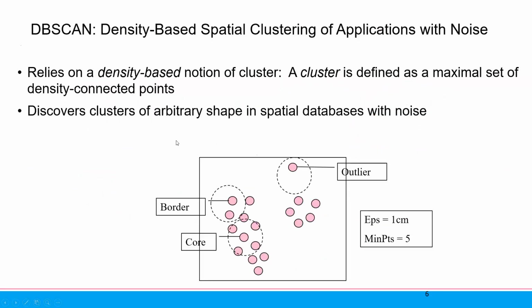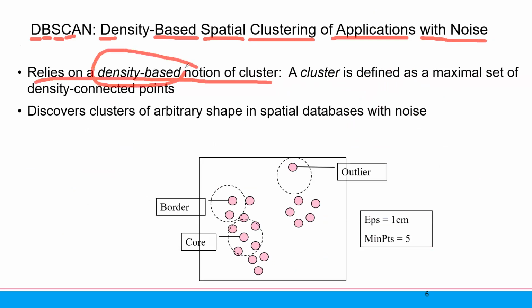So we can check with the algorithm. There is one algorithm, the name is DBSCAN. DB means density based. D is density, B is based, S is spatial. Spatial means like space. C is clustering, A is application, with noise. So it relies on a density-based notion of clusters. The basic idea is the density base.